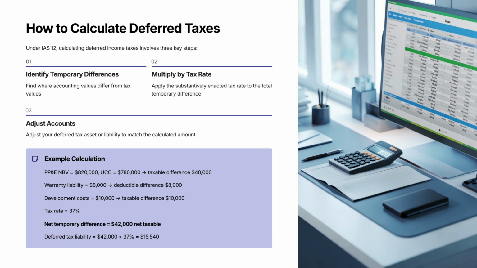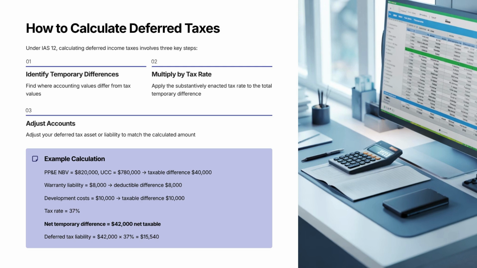And here's a huge tip. For exams, you have to use the substantively enacted rate. That means a rate that is officially law, not a proposed rate, not a maybe rate. It has to be a sure thing. Finally, step 3 is just making the journal entry to get the DTA or DTL on your balance sheet to match the number you just calculated.